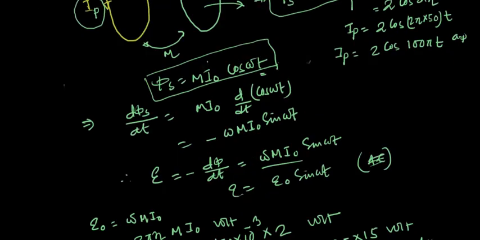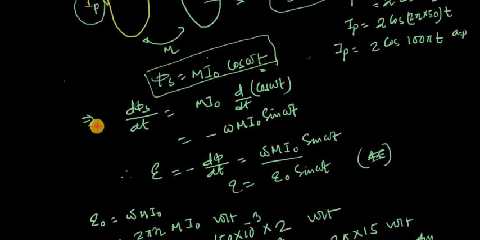So now if I differentiate this with respect to time, it would be minus omega M I0 sin omega t. According to Lenz's law, which we have studied, E is equal to minus d phi by dt. Putting this value, the minus sign vanishes, so this becomes plus omega M I0 sin omega t.